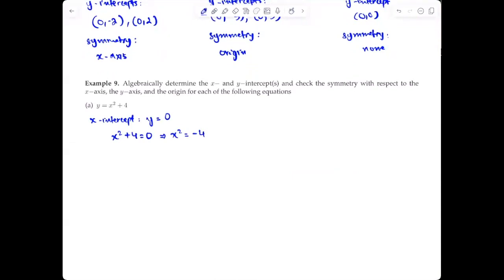Because x squared is always non-negative, when you have x squared equal to -4, you say that there's no real solutions. So you say that there's no x-intercept. Well, let me do this. No real solutions implies that there's no x-intercept.